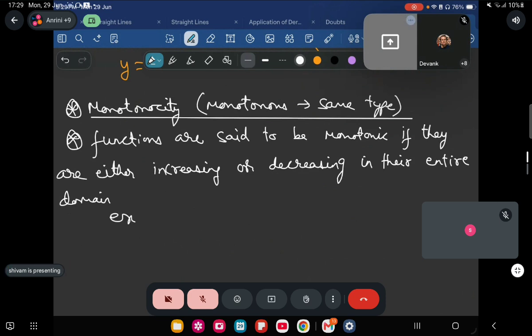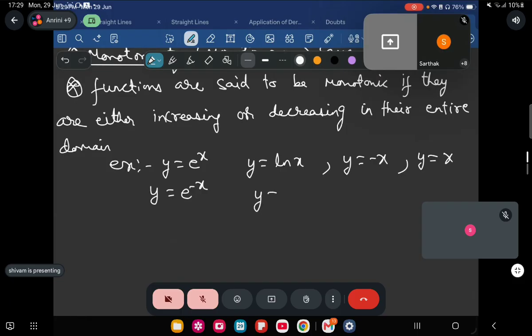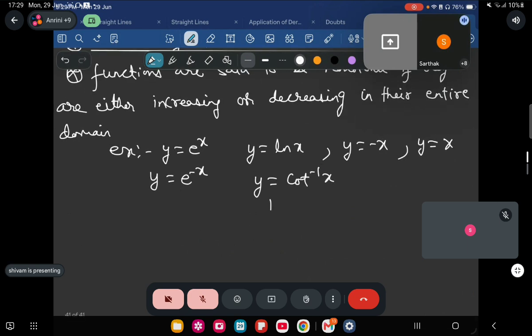For example, y equal to e to the power x. What do you think, everyone? Is this monotonic increasing or decreasing? e to the power x, ln x: increasing. y equal to minus x, increasing or decreasing? Decreasing. y equal to x: increasing. y equal to e to the power minus x: decreasing. And y equal to cot inverse x: decreasing. Very good.